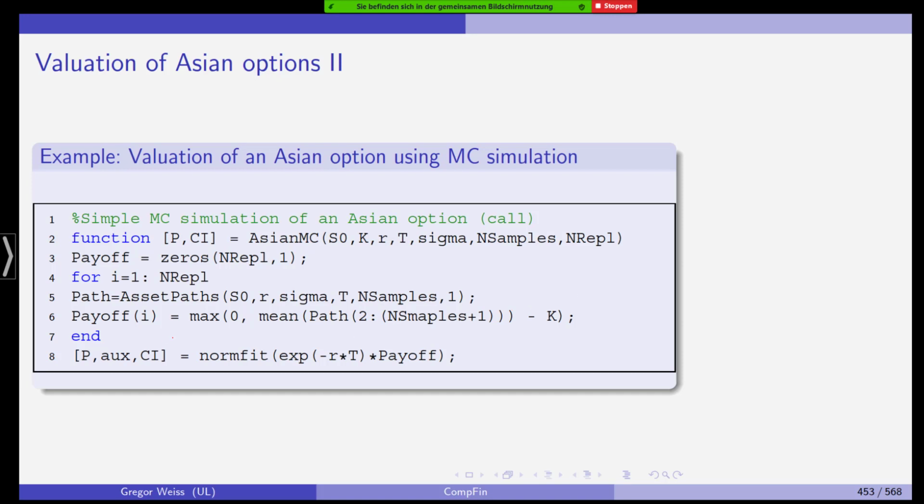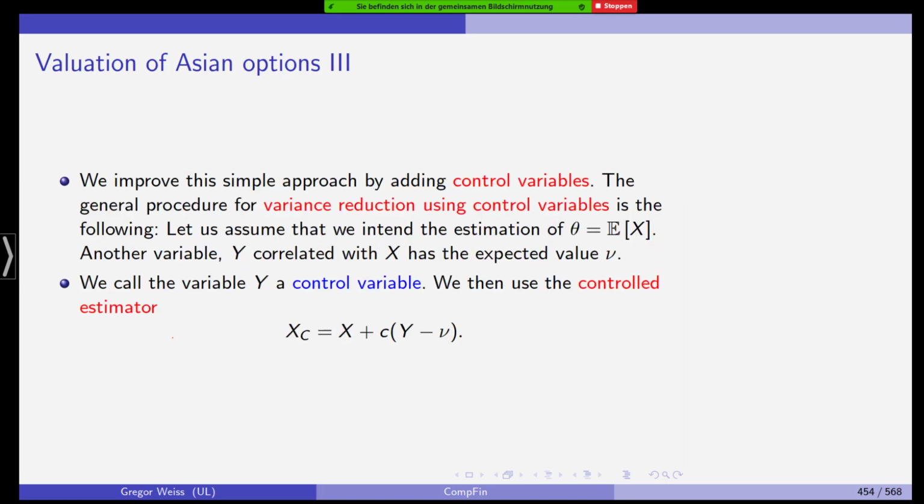Now, as you can see, this is an Asian arithmetic average call, and the Monte Carlo simulation takes us 8 lines in MATLAB. You need to have a function in place for simulating from a geometric Brownian motion, and then it's only a matter of simulating the asset paths and then taking the average and discounting this, and then you're done.